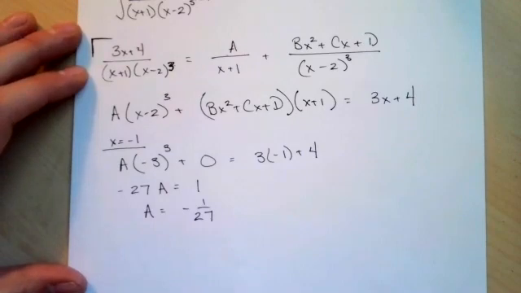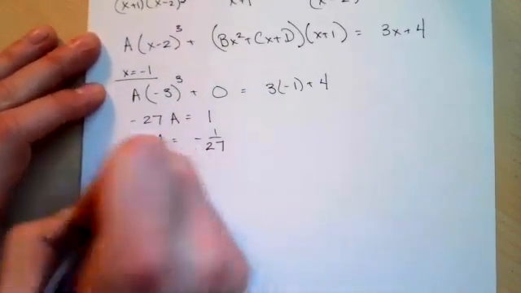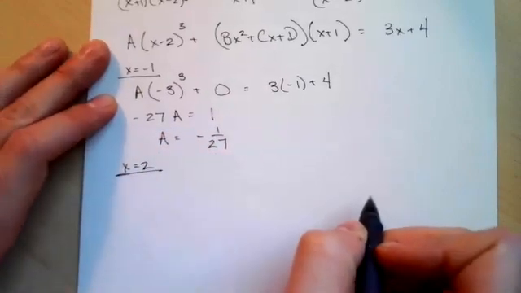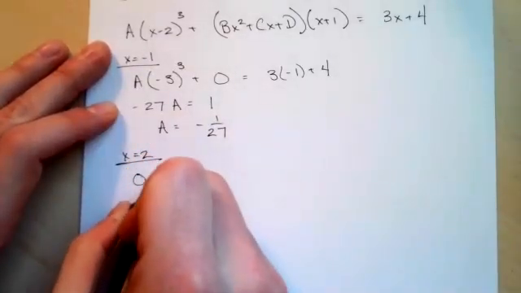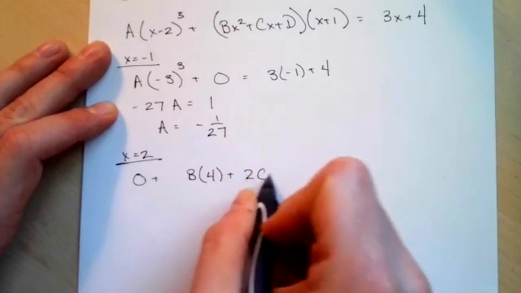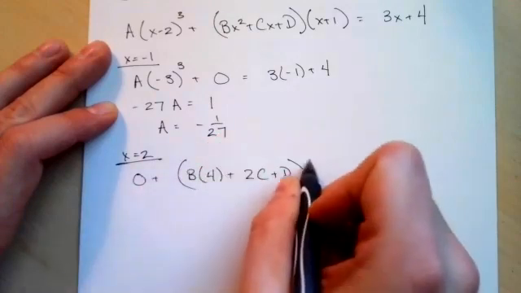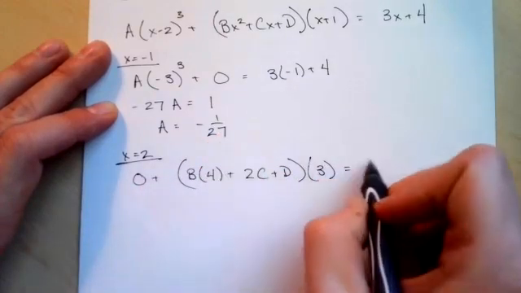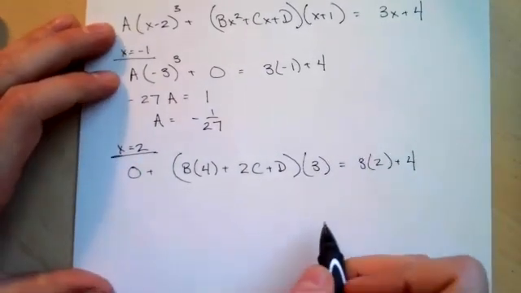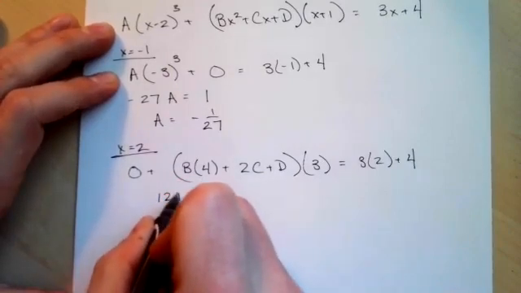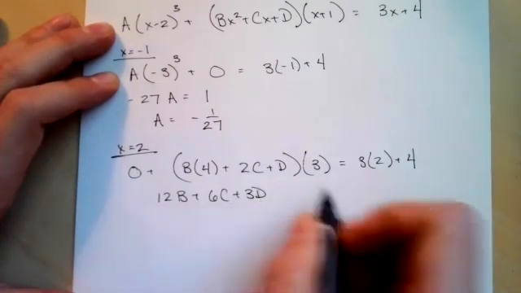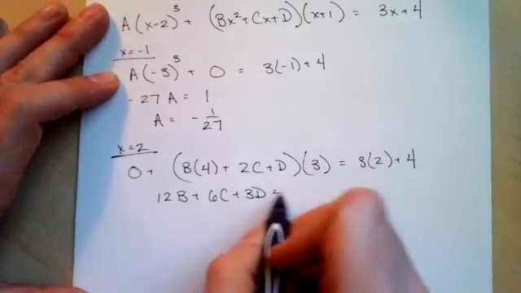And then how do we find the other ones? We can check x equals 2. So that'll kill the first term. And then we'll have b times 4 plus 2c plus d, all of that times 3 is equal to the right. So what do we get? We will have 12b plus 6c plus 3d equals 6 plus 4 is 10.